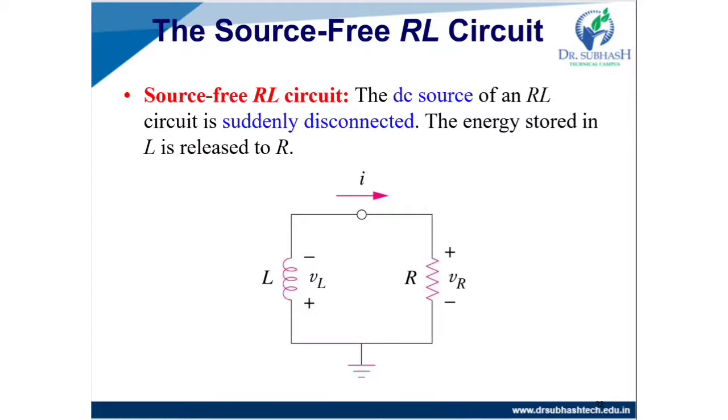So this is the basic diagram of the source free RL circuit. Just R and L connected together, and the voltage across the inductor is VL and the voltage across the resistor is VR. It is noted in the circuit, and the current flow is small i.